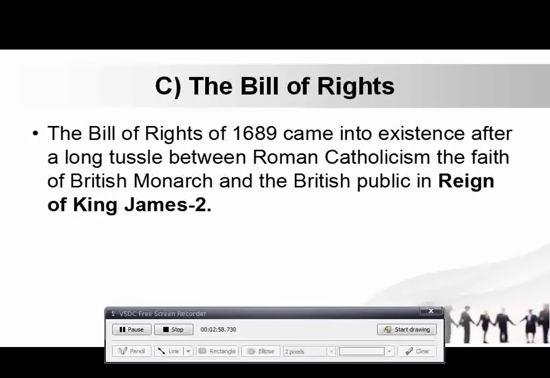Suspending or executing laws by the crown without the consent of Parliament was declared null and void. Levying taxes by the crown without the consent of Parliament was declared illegal. Recruiting or keeping an army by the crown without the consent of Parliament was declared illegal. Freedom of speech in Parliament was not to be questioned in any court. Trials had to be by jury.